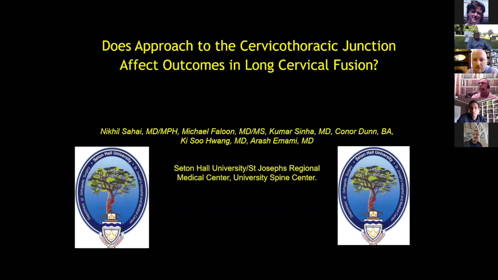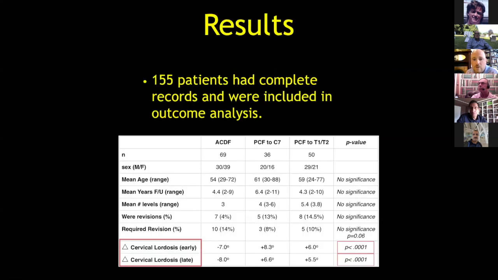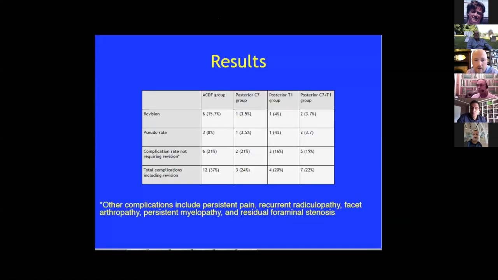As we looked at approach to the cervical thoracic junction back in 2015, again, we don't have the greatest of numbers, but I think it falls within the similar category of all these other studies. We compared multi-level ACDF to multi-level posterior cervical stopping at C7 and then T1, T2. There is radiographic differences with anterior column support.